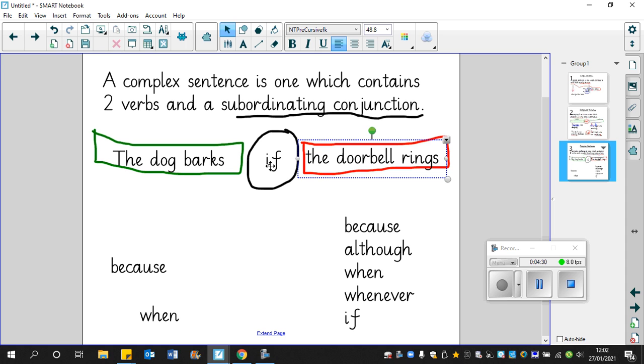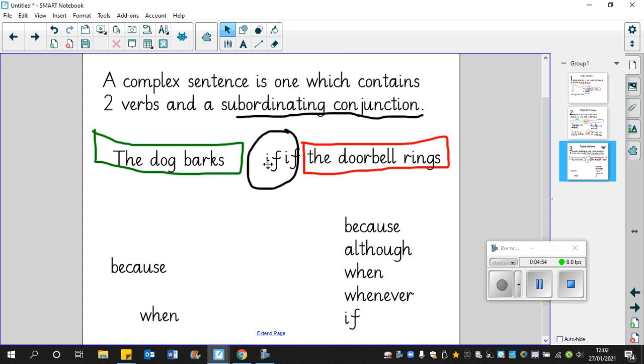Now, these two bits, the if and the doorbell rings, these are called the subordinate clause. Now don't worry if that's a bit difficult for you, but these two bits go together. So what I'm going to do now is put them in the same section, and then I can get rid of that if. I don't need that there. Right, so now what I can do is move bits around.